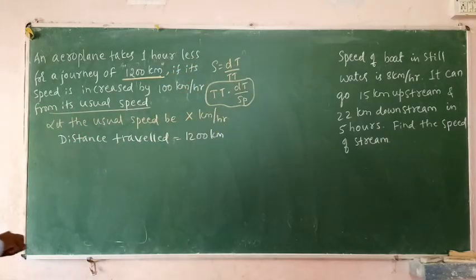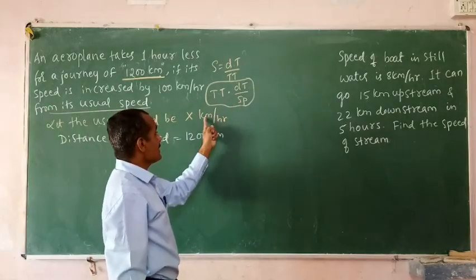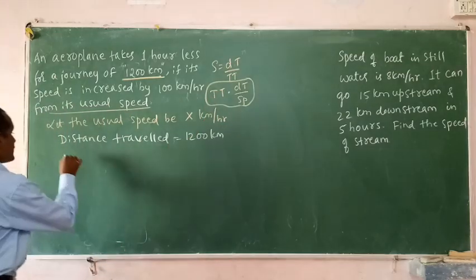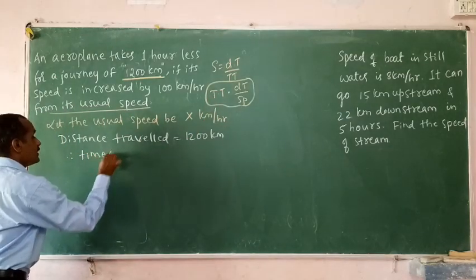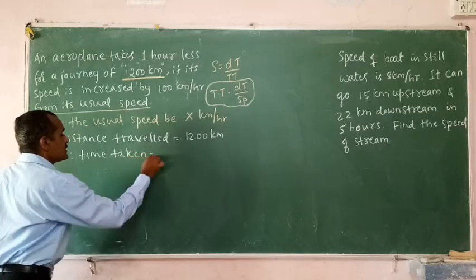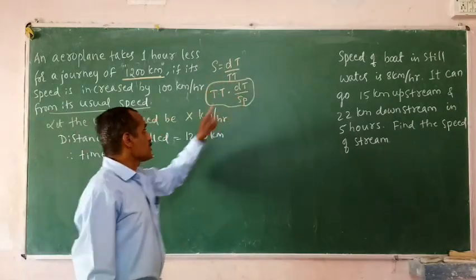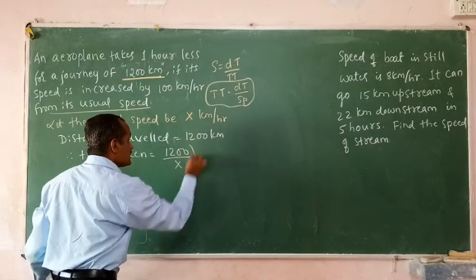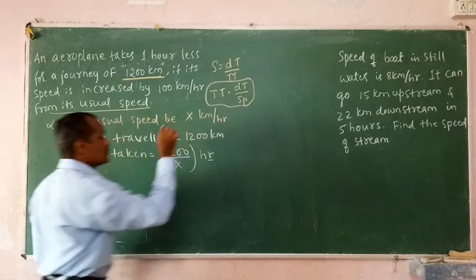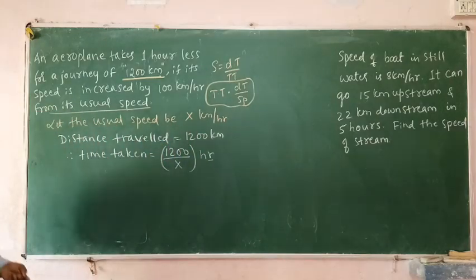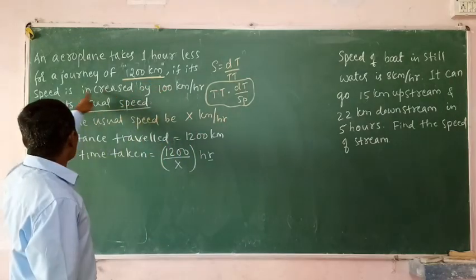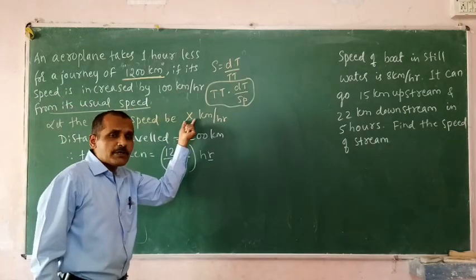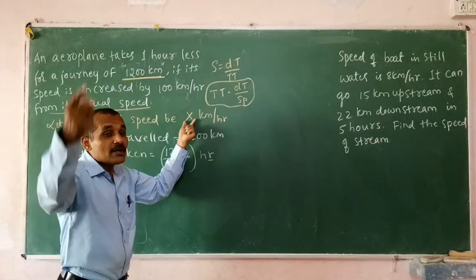Okay. Now, usual speed x, assume distance traveled is equal to 1200 kilometers. I can find the time taken. Therefore, time taken is equal to the formula distance traveled by speed. Distance traveled is 1200. The speed is x, this much in hours. One part is over. Now, if the speed is increased by 100 km per hour, earlier it was x km per hour, now it is increased by 100.